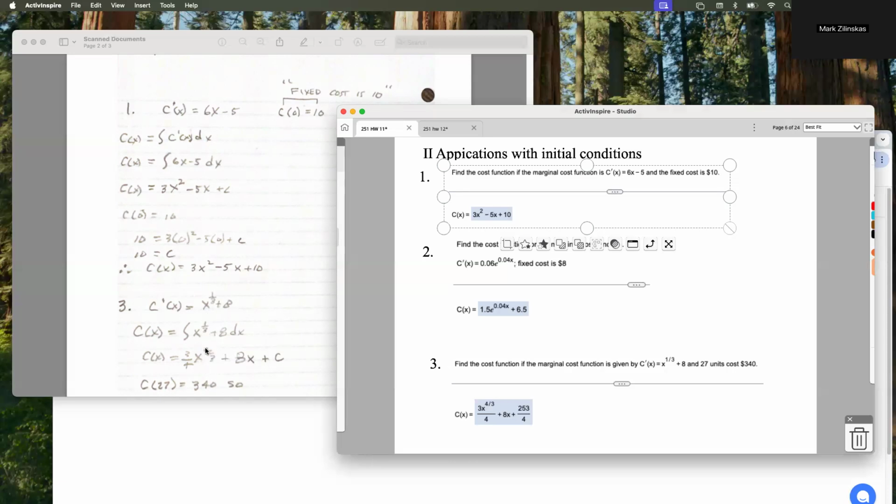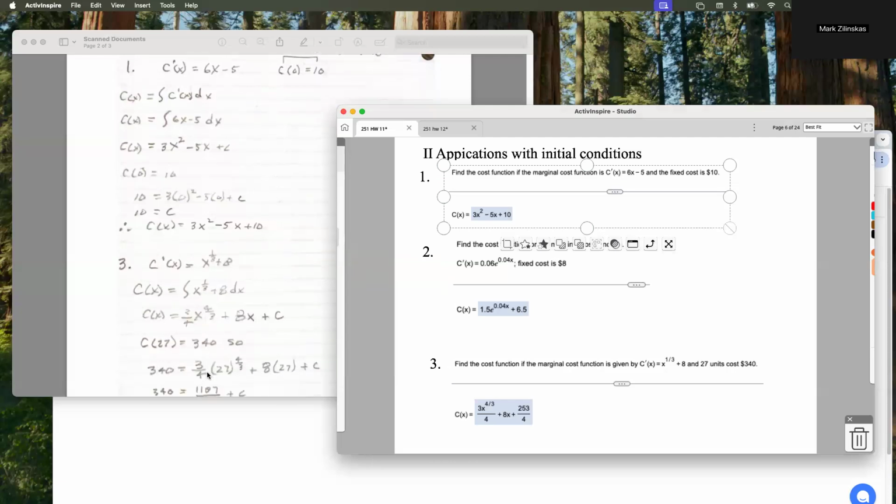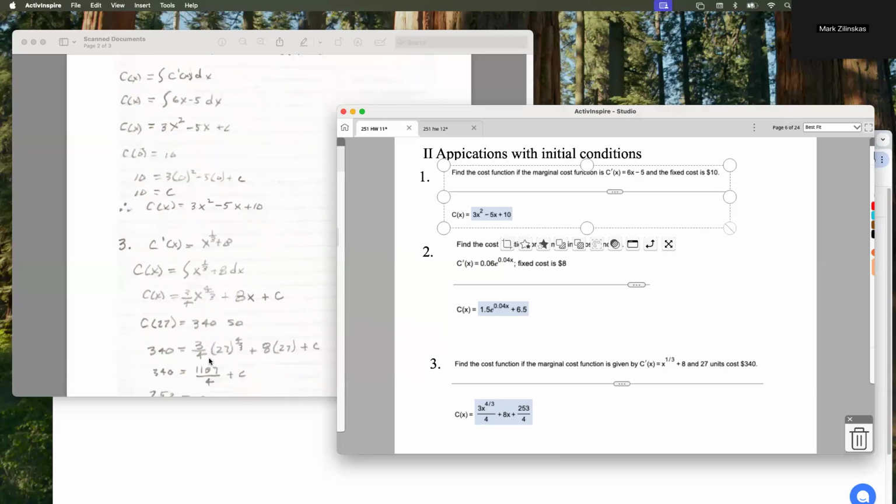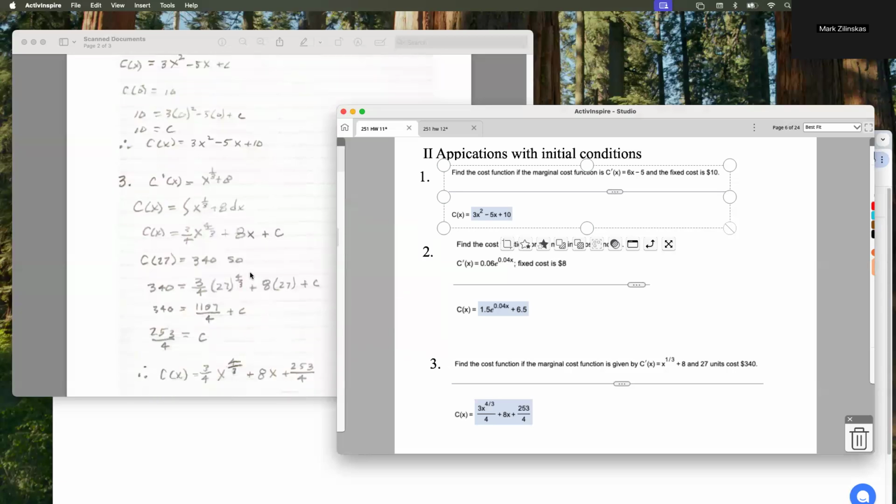I just add 1 to 1/3. So 1/3 plus 3/3, which is 1, is 4/3. Okay, so I get x to the 4/3. What do I have to multiply that by to get a coefficient of 1? Just the reciprocal, 3/4. The antiderivative of this term is just going to be 8x plus c. So now, again, the initial conditions over there, 27 units cost $340. In other words, c of 27 is 340. So I just substitute the 27 in for everywhere I see an x and set it equal to 340 and solve for c.